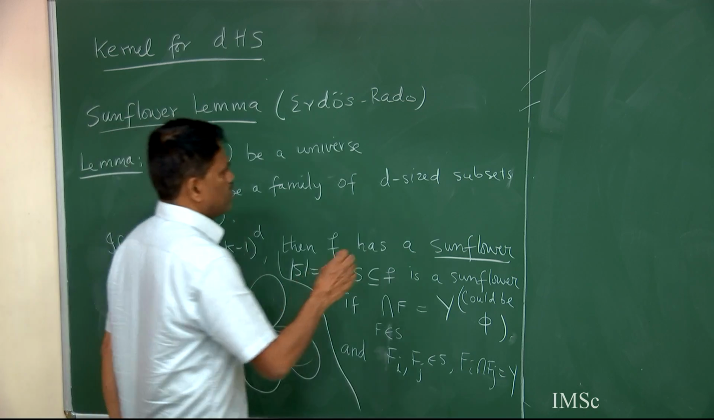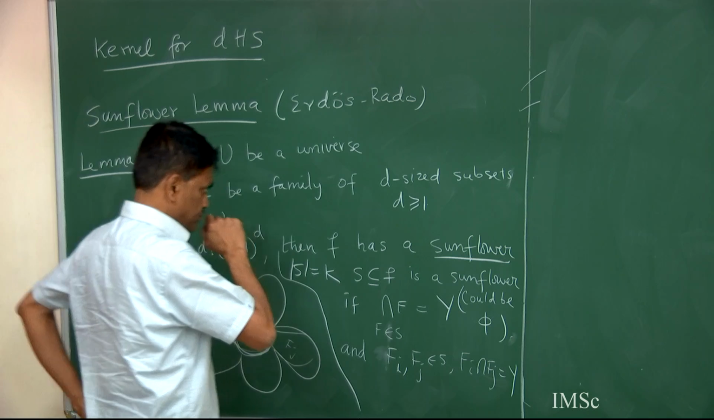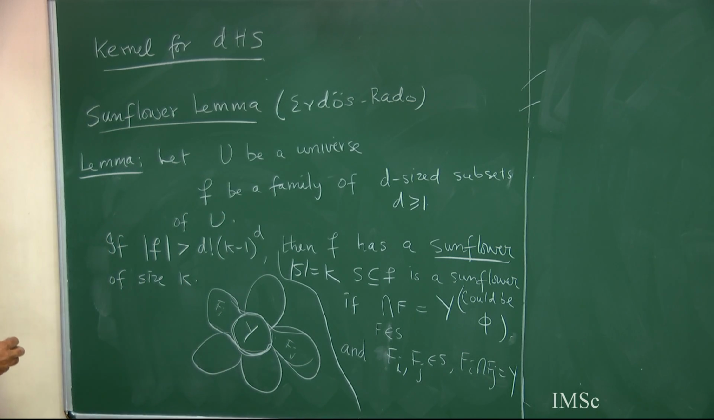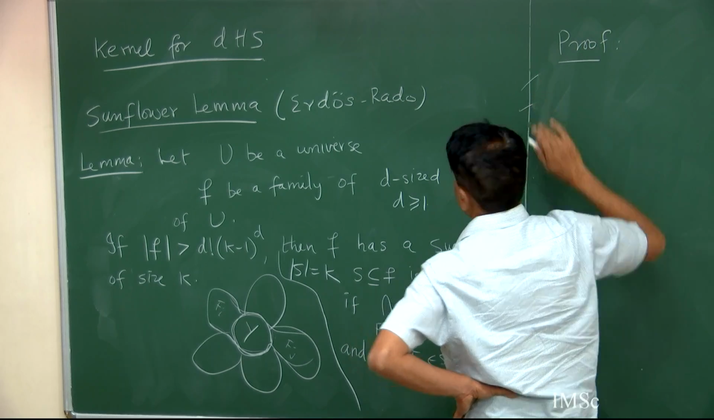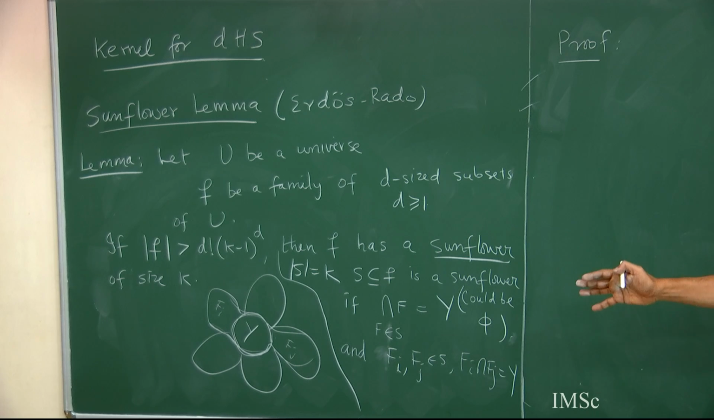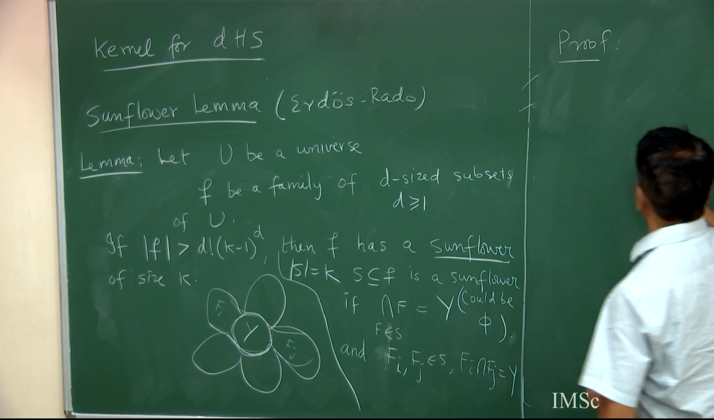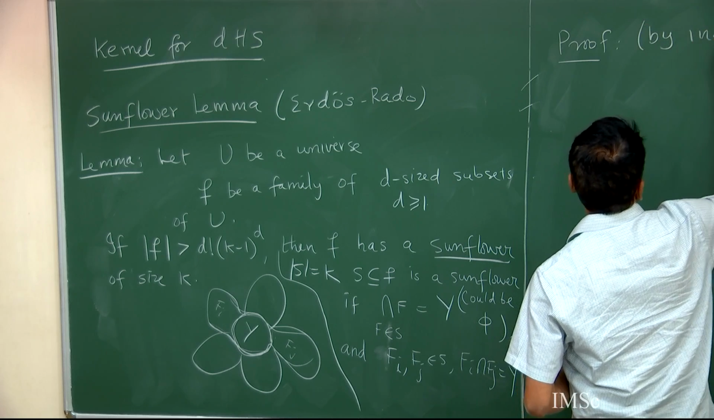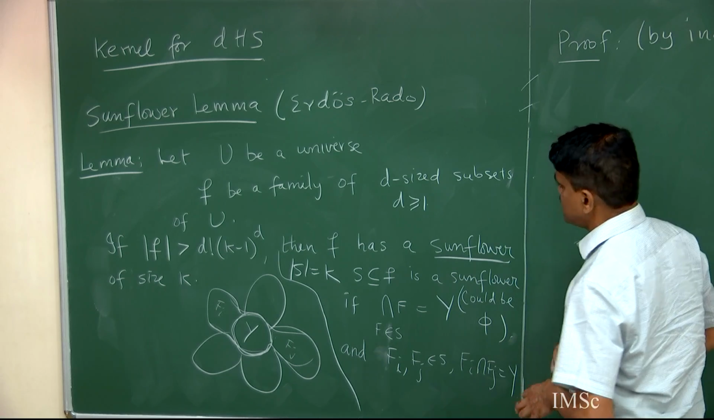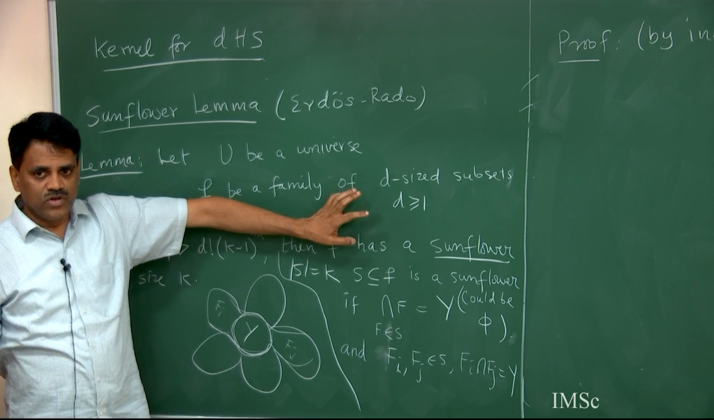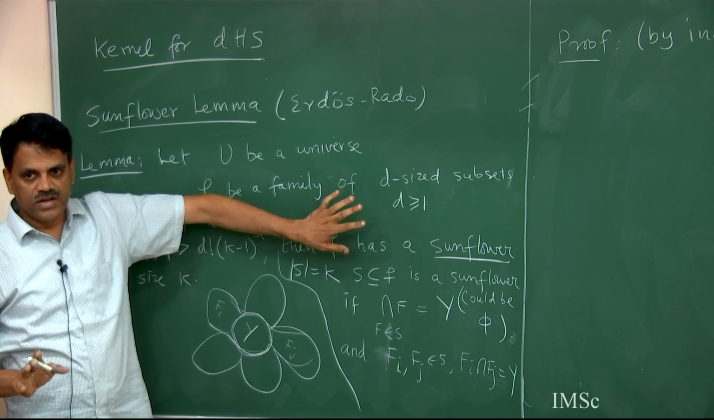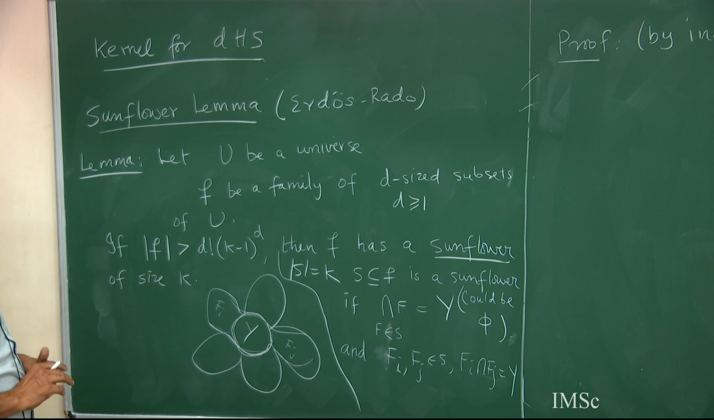Okay, so D is greater than or equal to 1. So if there is a large enough family of sets from this universe, then I am going to get some sunflower with k petals. The proof is by induction on D. This works even if the sizes of the sets are at most D, and you can fill it up with some dummy elements and make them size D, but let me state it for D sized sets. So what does it say when D is 1?